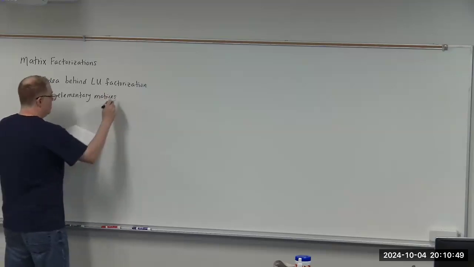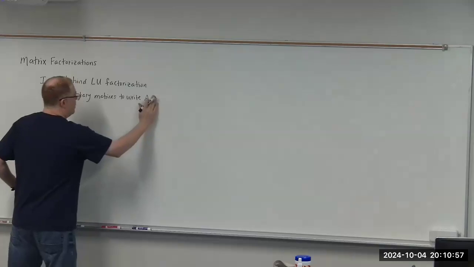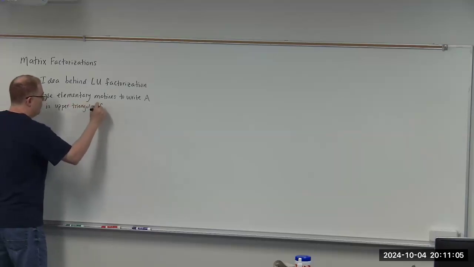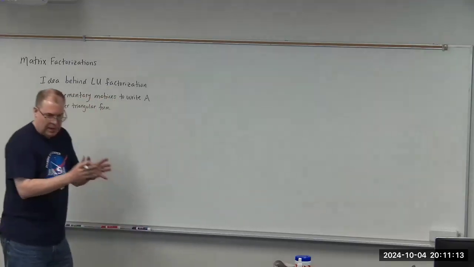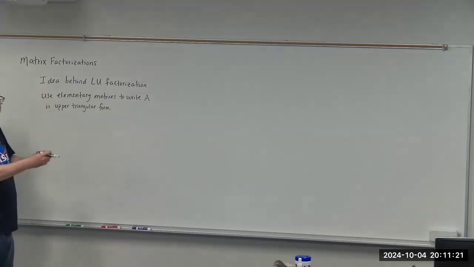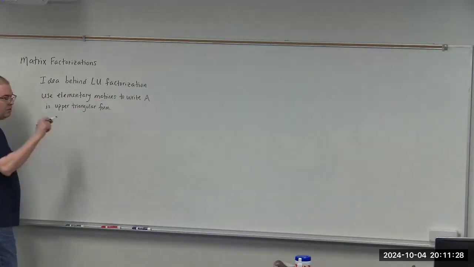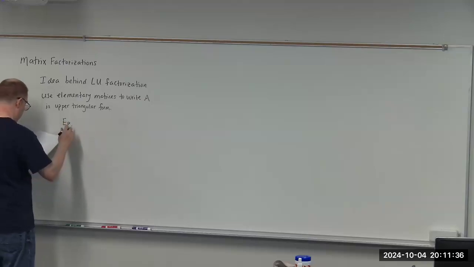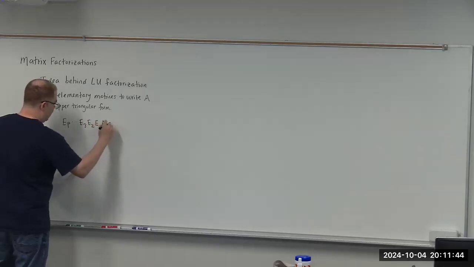Use elementary matrices to write matrix A in upper triangular form. So we have a matrix, and you're going through the row operations, taking A and transforming it into U, much like we saw with the idea with the inverse. Each elementary matrix corresponds to a unique row operation. So you have, let's say, EP, then E3, E2, E1, and this is all acting on A.